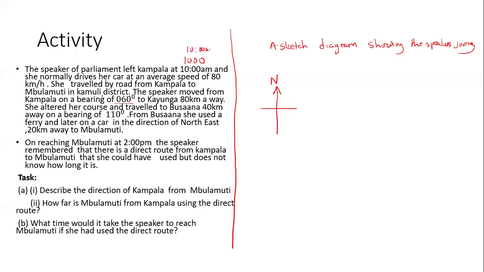Then they told us that she traveled by road from Kampala. So you come here and say Kampala. Indicate the place, please. Don't use abbreviations, like K, M, what? 060 degrees. Now I'm going to come here from the north line. I will measure 60 degrees. Remember, for a sketch, you don't need to be exact. 060 means that from the north, turn 60 degrees. So I come here and put 060 degrees.